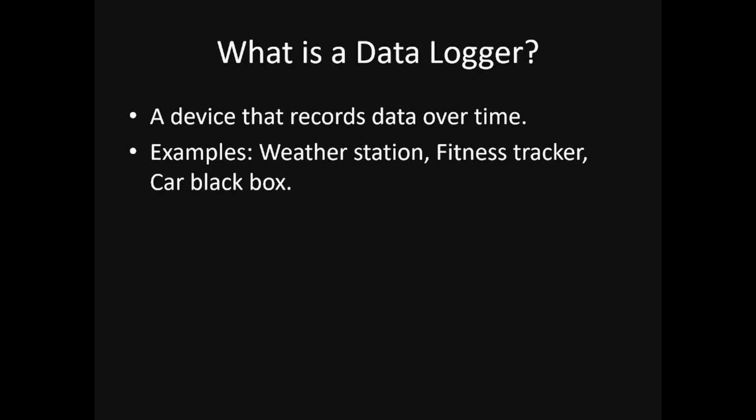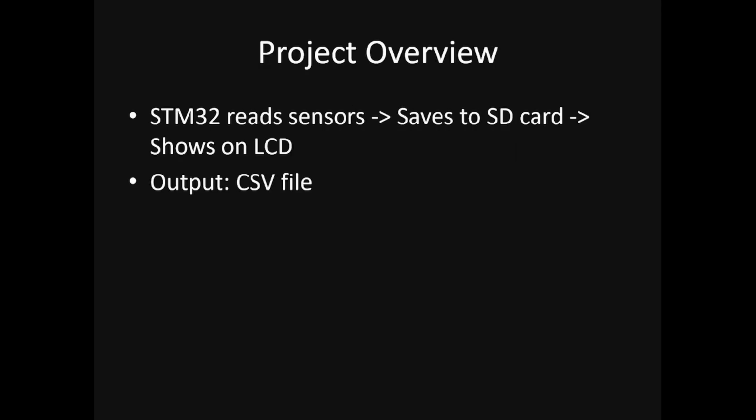whenever it is required, right? Now, our project overview is like this: STM will read the sensor data. This part we have already completed. It saves the data into the SD card, and along with this, it also shows on the LCD. This LCD part we have already covered, but this is the new thing that I'm going to demonstrate in this video. And then later on, I will remove the SD card, connect it with my PC and show you the CSV file. The CSV file will have all the readings, right?